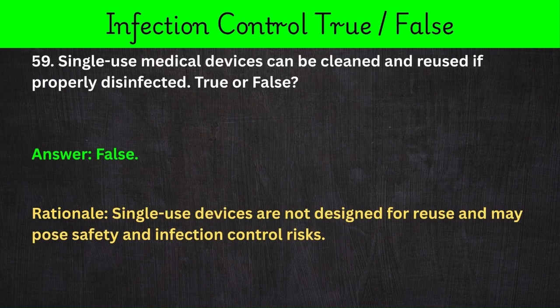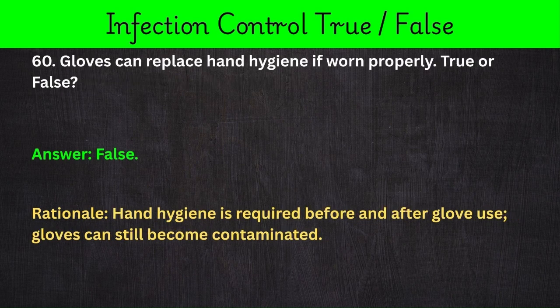59. Single-use medical devices can be cleaned and reused if properly disinfected. True or false? Answer: false. Rationale: single-use devices are not designed for reuse and may pose safety and infection control risks. 60. Gloves can replace hand hygiene if worn properly. True or false? Answer: false. Rationale: hand hygiene is required before and after glove use. Gloves can still become contaminated.